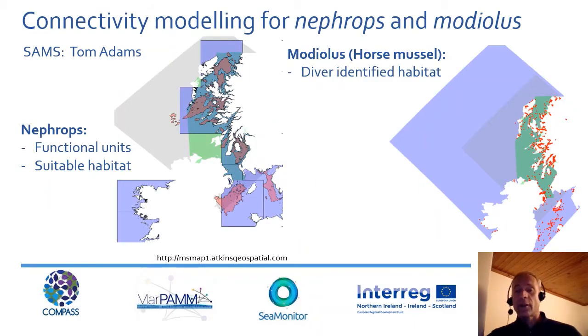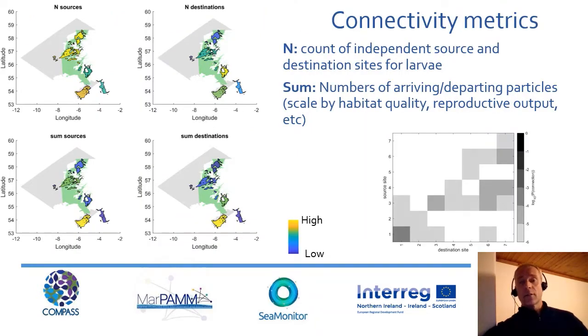Connectivity modelling has been carried out by Tom Adams at SAMS, who's developed techniques for simulating the movement of particles across the boundary between the two component models. Tom has taken two example species, nephrops and modiolus horse mussel, and using predicted habitat distributions for those species as the sources, he's simulated the transport of individuals. He's then collated the results of these simulations into connectivity metrics and connectivity matrices across the region.